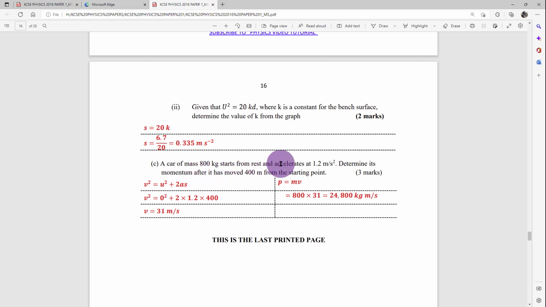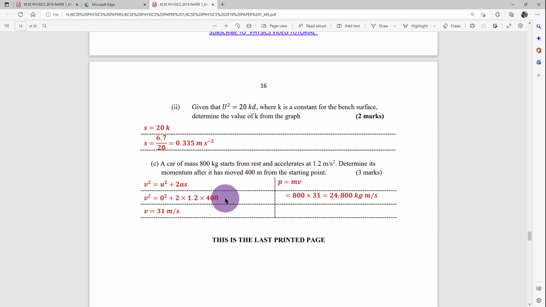It starts from rest and accelerates at 1.2 meters per second squared. Determine its momentum after it has moved 400 meters from the starting point. The moment I'm asked to determine the momentum of an object, I know I need its velocity. So by using these other details, it starts from rest, and this is the acceleration, and this is the displacement that it covers.